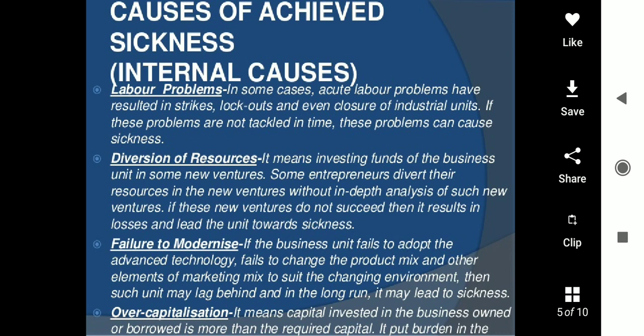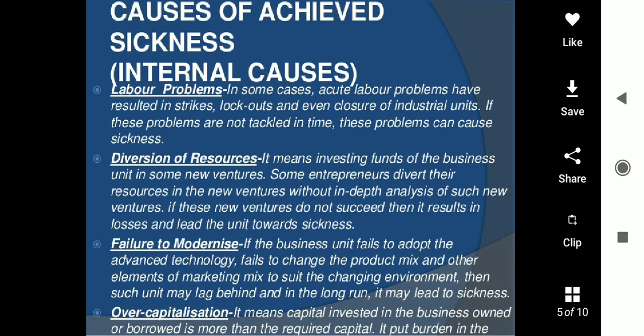means investing funds of the business unit in some new ventures. Some entrepreneurs divert their resources into new ventures without in-depth analysis of such ventures. They invest in a particular product, thinking that it will create demand, and they will supply, and demand and supply will match and they will earn money. So sometimes the diversion of resources is blindly a wrong decision.